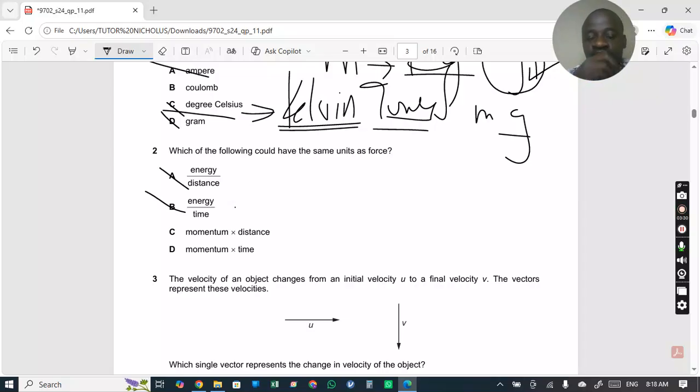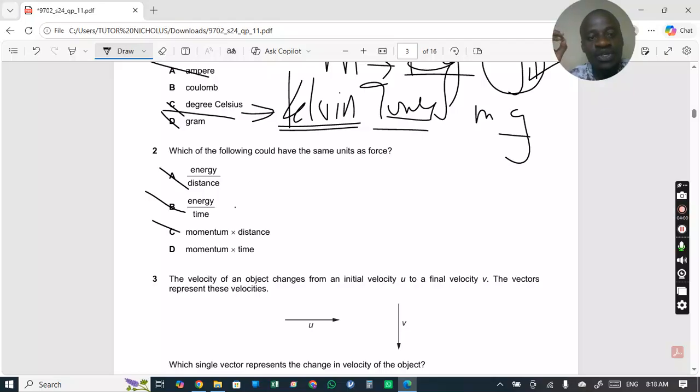When we talk about energy all over time, per unit time, no, a force cannot be measured per unit time. It's measured per unit distance. Momentum. What is momentum? Momentum is the product of mass and velocity, when you talk about momentum times time.